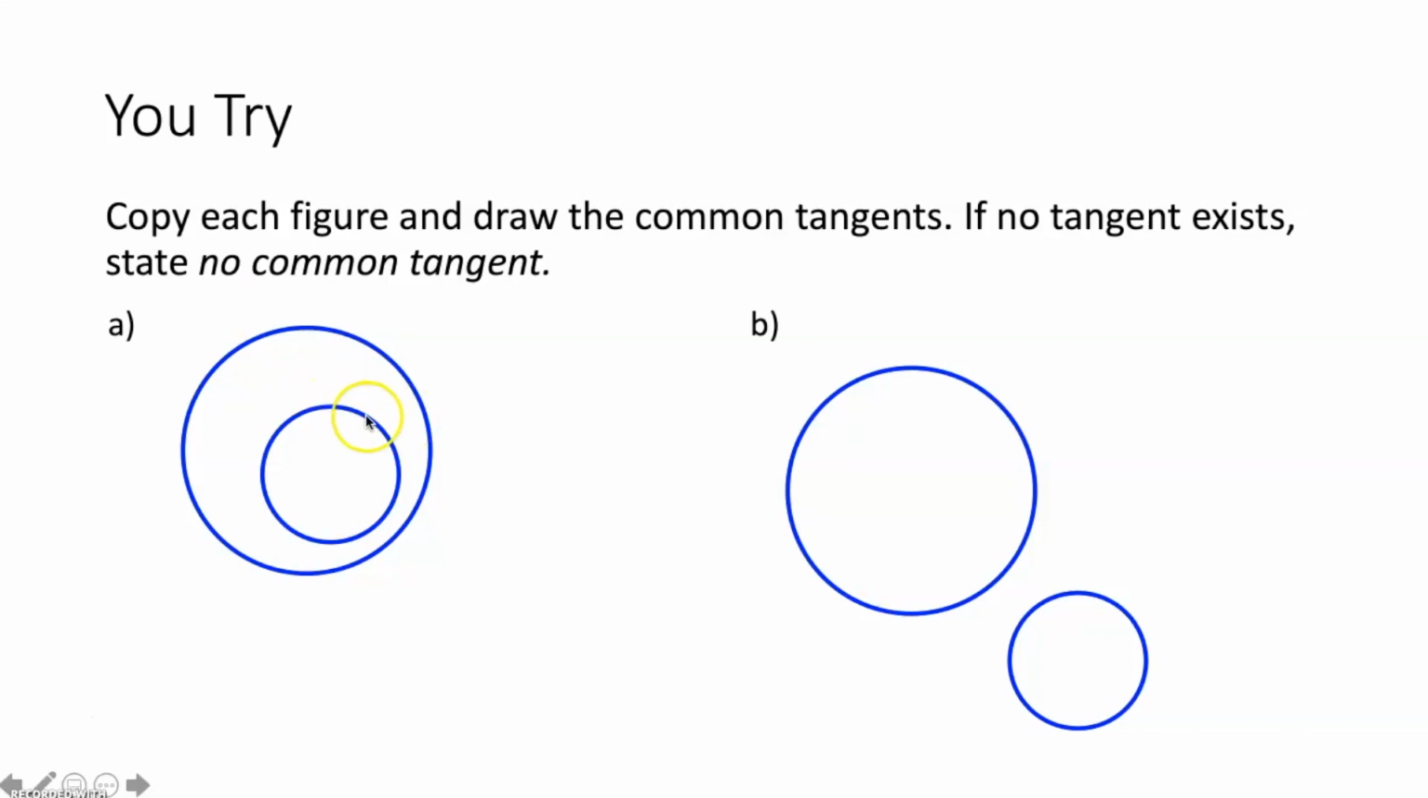So part 8, we're tasked with doing the same thing, except this time we have concentric circles. We have a circle within a circle. So how does this work? How can we draw a line that is tangent to both circles at exactly one point? The answer is you can't.